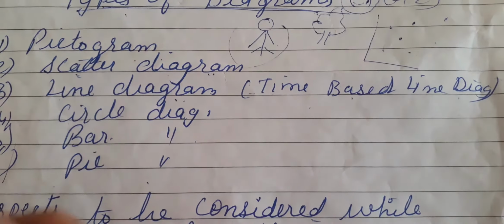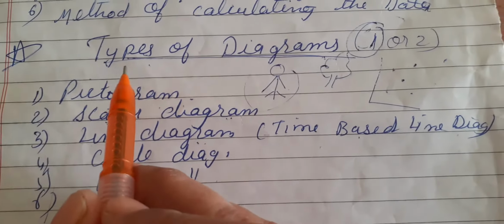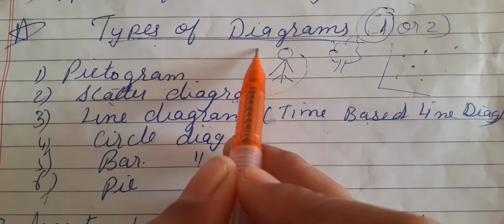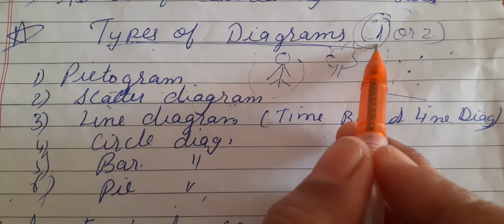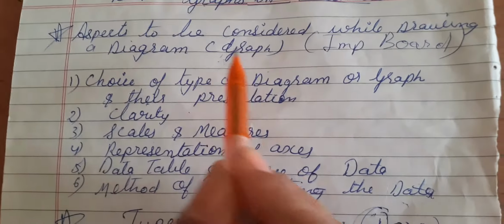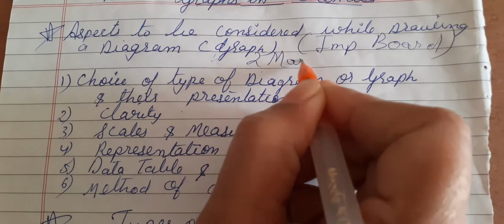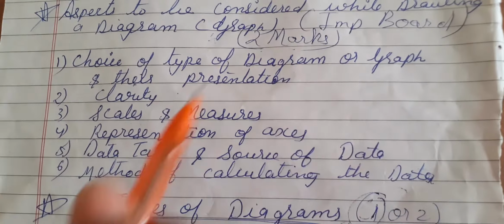So these are the types of diagrams. If a question is asked what types of diagrams are there, name the diagrams. You can name these diagrams. This can be asked for 1 mark. And the above question which we have discussed can be asked for 2 marks, especially for 2 marks.